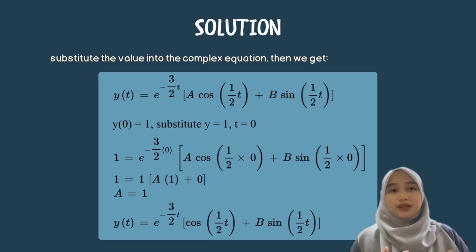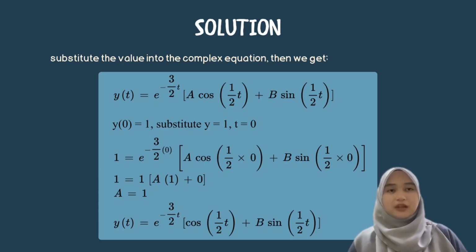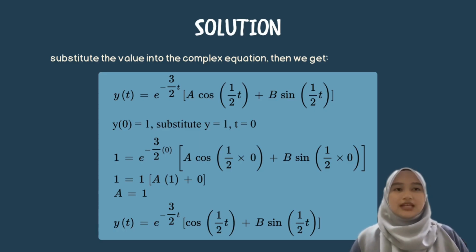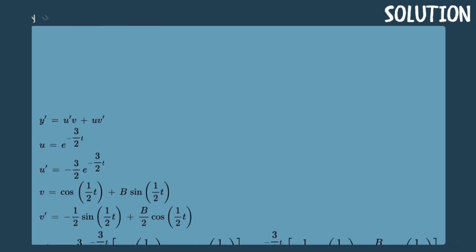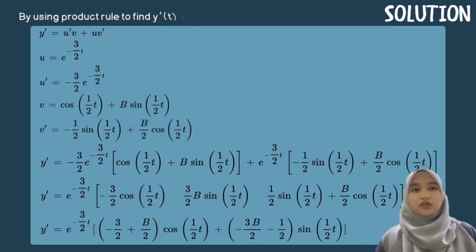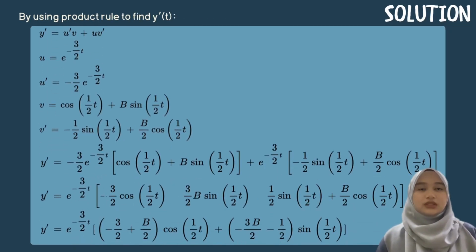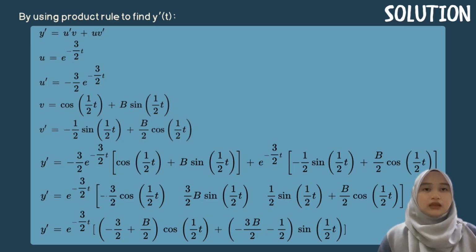Next, we simplify it. Since e to the power of 0 is 1, cos of 0 is 1, and sine of 0 is 0, the equation becomes 1 equals a times 1 plus b times 0. Therefore, a is equal to 1. Now, we have found the value of a. We move on to find the value of b.